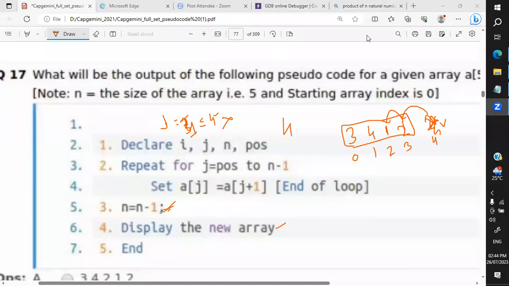Understood that now? Is it clear now? 3, 4, 1, 2 is the answer. I hope you understood that. Yes or no? People who asked again, I hope it's clear. Please let me know if it's clear or not. If still any doubt, please ask. What's the doubt? Clear? Okay. Great. Let's go for the next one.